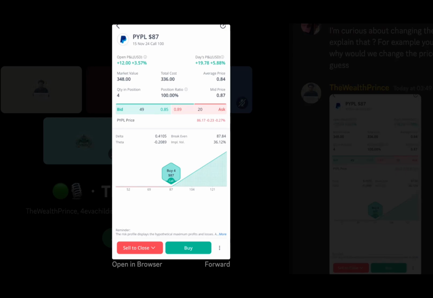As you can see below, the bid price is 0.85. The ask price is 0.89. You want to go closer to the bid price and set a market limit. If you are a newer trader, you do not want to buy at the market price. Market price buying is going to screw you.